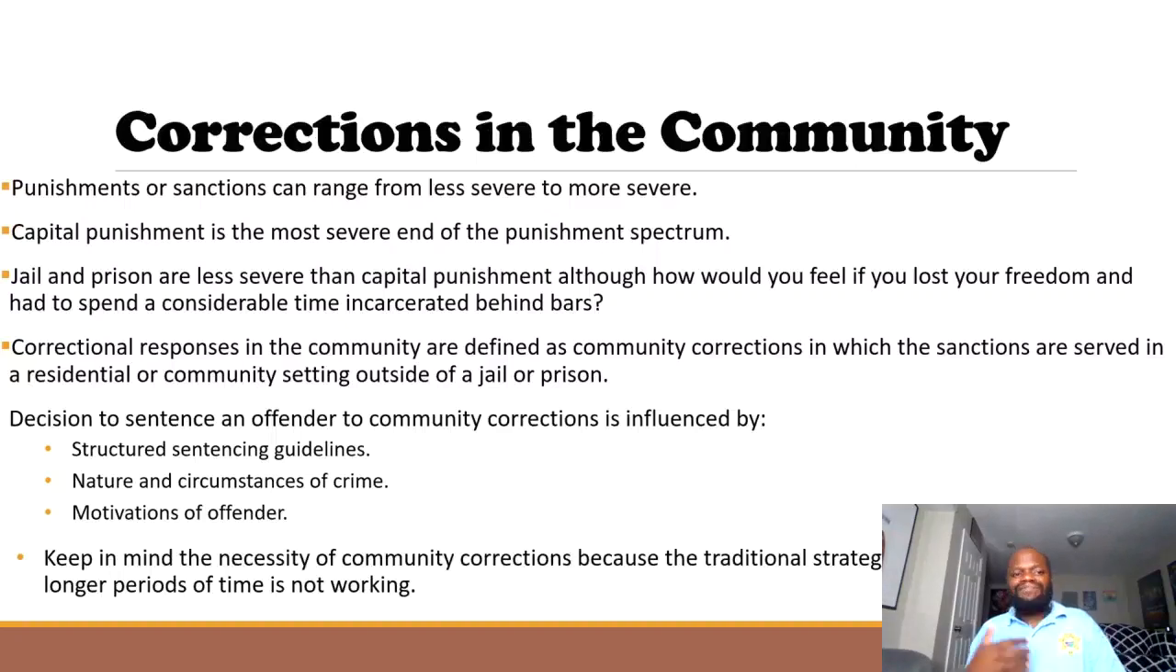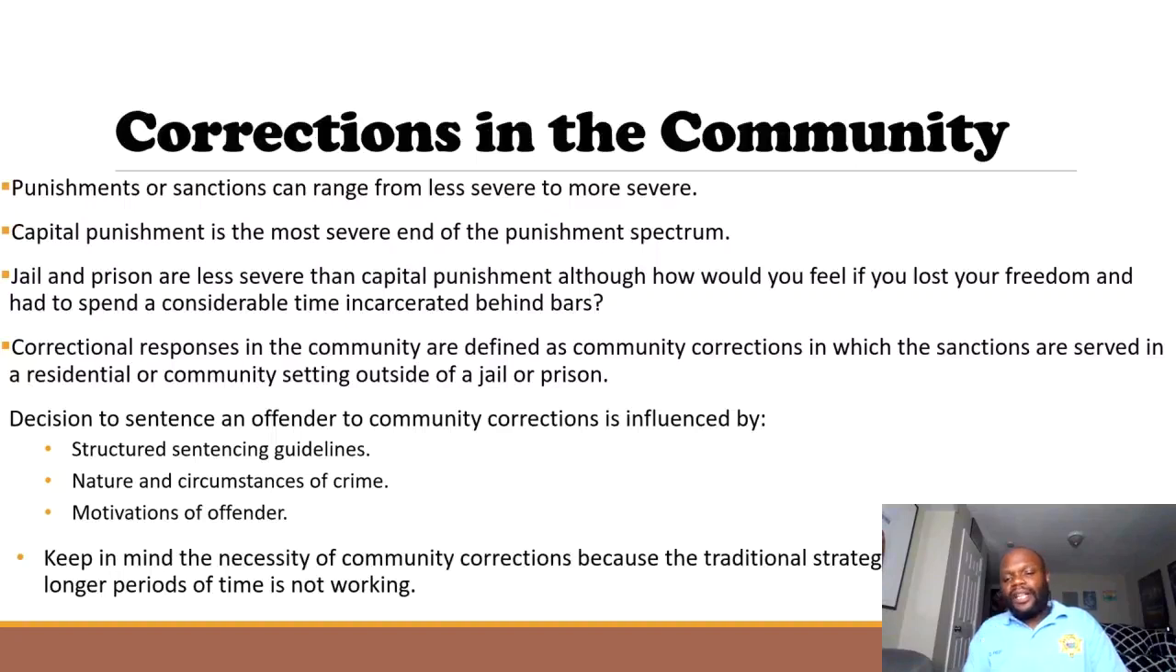What are these factors? What are the sentencing guidelines based on the crime they committed? What about the nature and circumstance of the crime? If it's a very serious crime, probably going to jail, probably going to prison. If it's a minor crime, they'll probably stay in the community. What were some of the motivations of the offender? Was it an accident? Did they truly, honestly make a mistake?